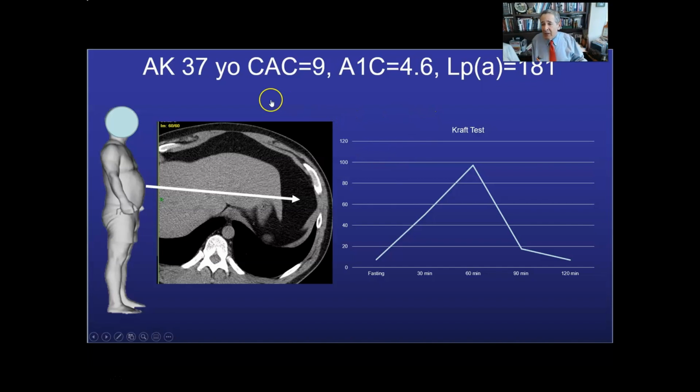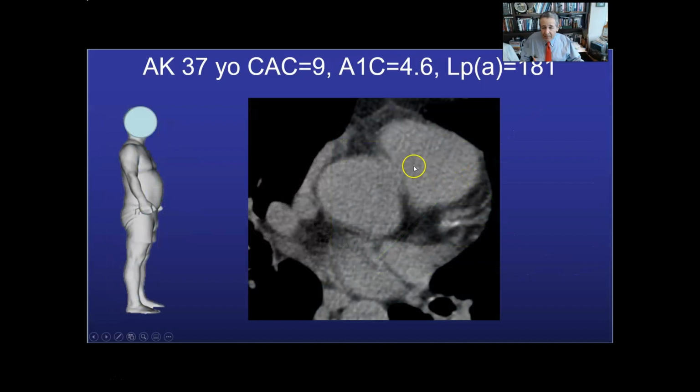Now, here is a recent young patient, 37 years old, already with coronary calcium. And he's got a belly, he has visceral fat, and he already has an abnormal Kraft test, even though his A1C is 4.6. So why does he have coronary calcium already? Well, he has an elevated Lp(a) of 181 along with abnormal insulin. It's high and it's peaking late. And here's his coronary calcium.